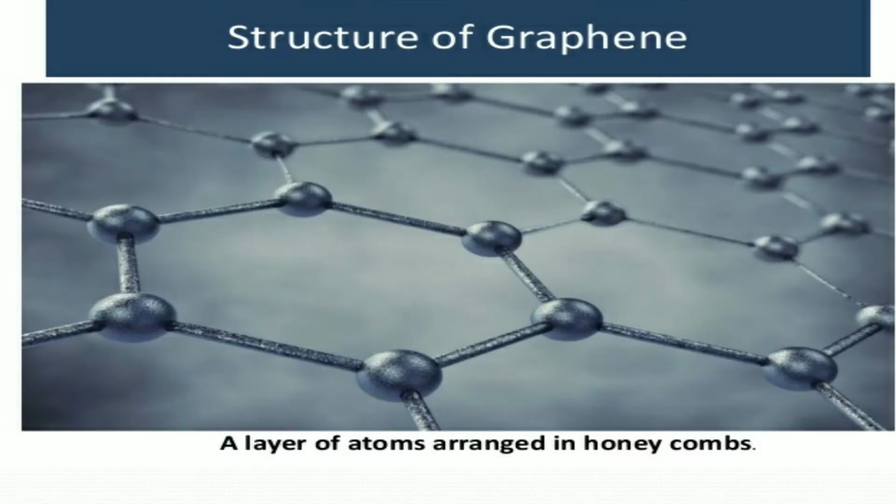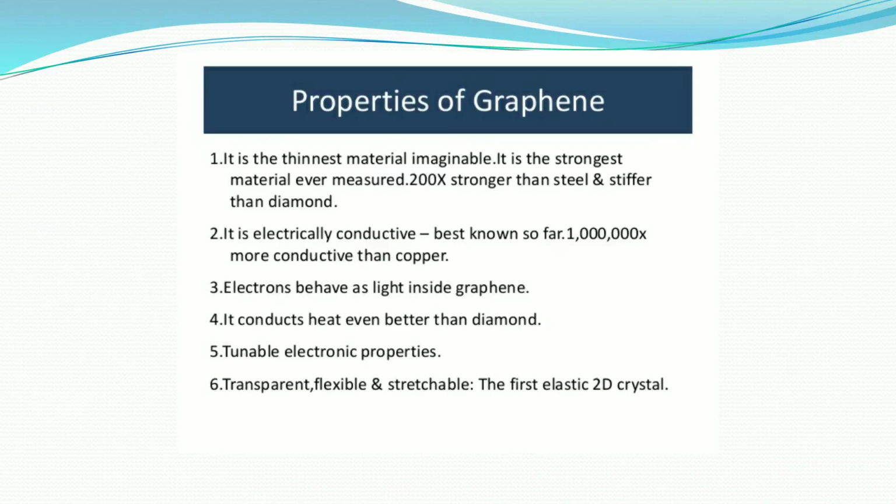This is the structure of graphene. This is a layer of atoms arranged in a honeycomb-like pattern. Let me learn their properties. It is the thinnest material imaginable. It is the strongest material ever measured.